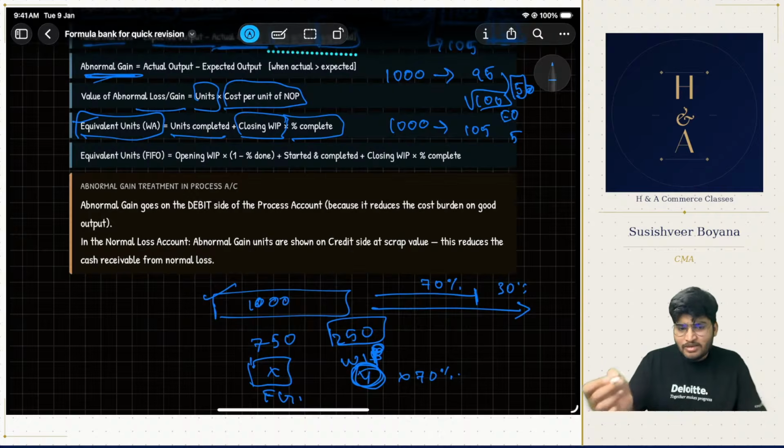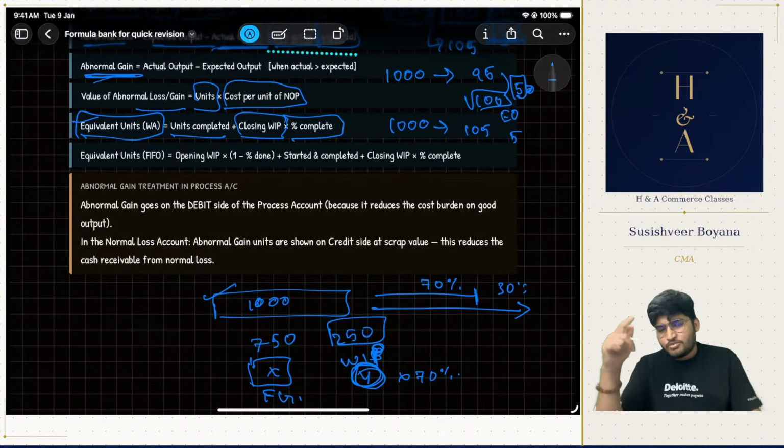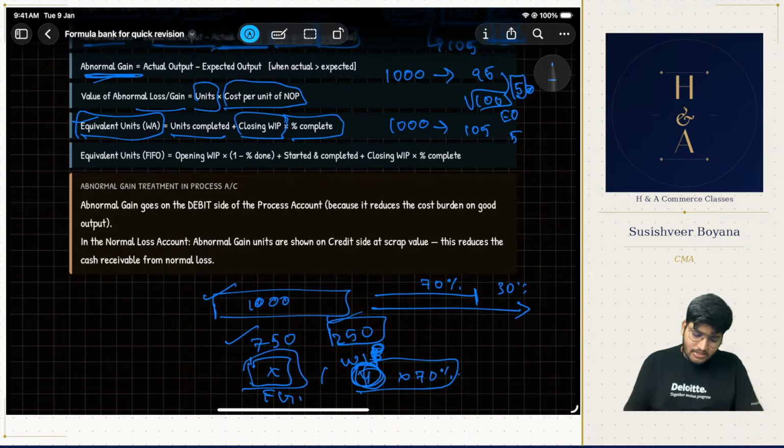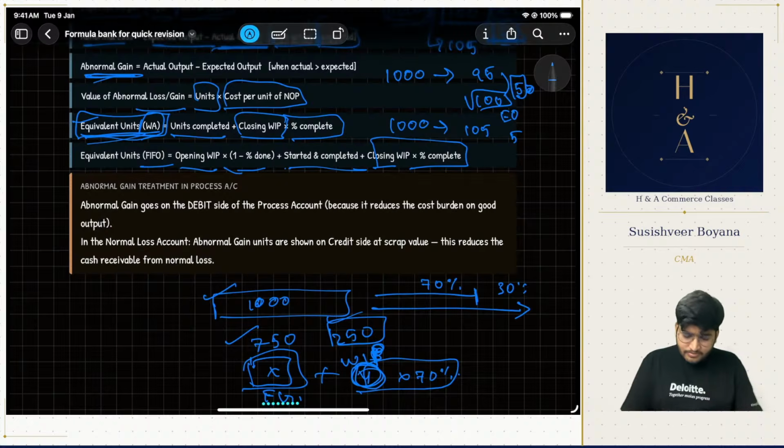For the 1,000, if my management asks me for an MIS report stating the number of outputs I've already produced, I can't say 750 are done and 250 are done at 70%. Rather, they are expecting a number. So Y into 70% plus X is going to be the equivalent units that I have produced. This is what I'm going to tell them. Ideally, this is on a weighted average basis. If FIFO, it is opening WIP into 1 minus percentage done, plus started and completed, plus closing WIP into percentage done.